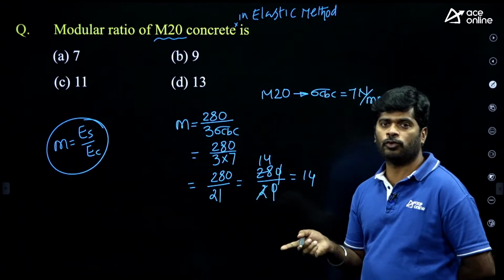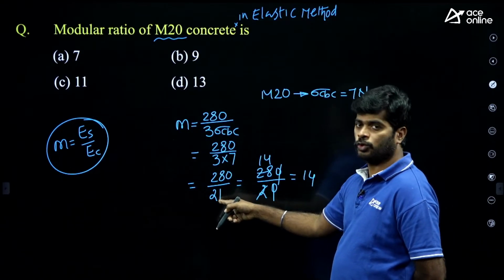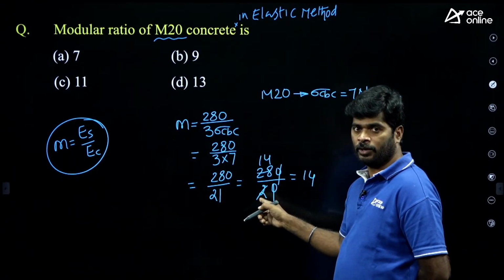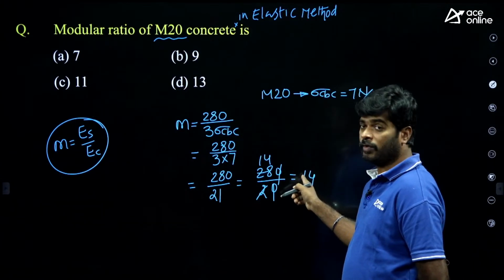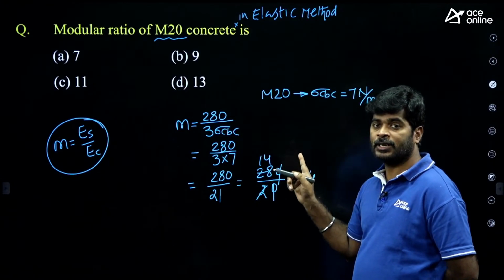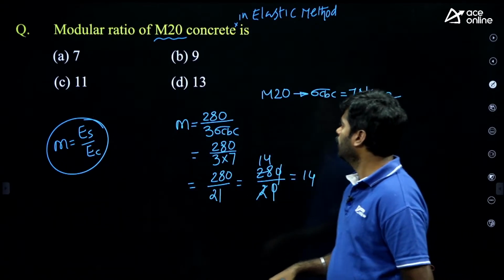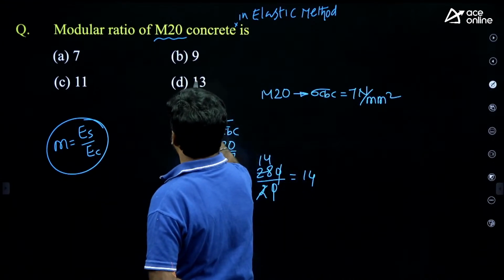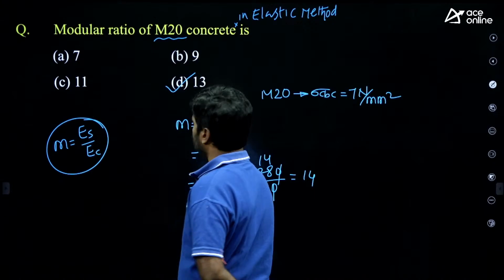Is it more than 14 or less than 14? My dear, here actual value is 21, but I have taken lesser value. If I take lesser in denominator, I will get more value. So answer is less than 14, but very close to 14. Only one option is there, that is option D.